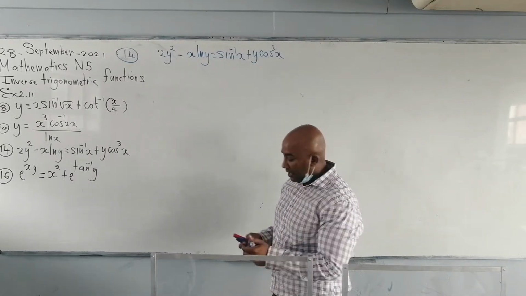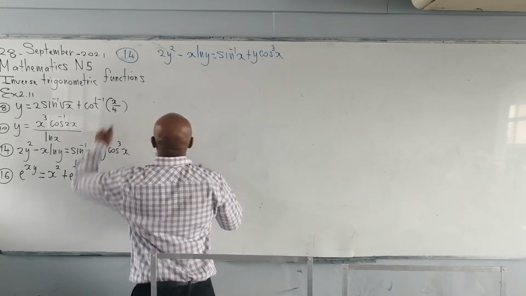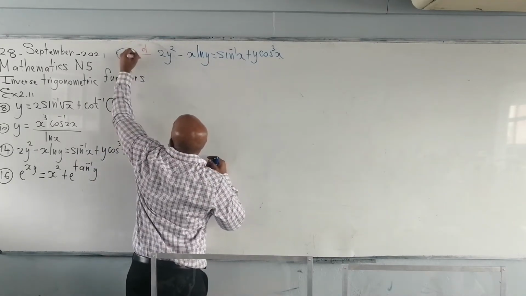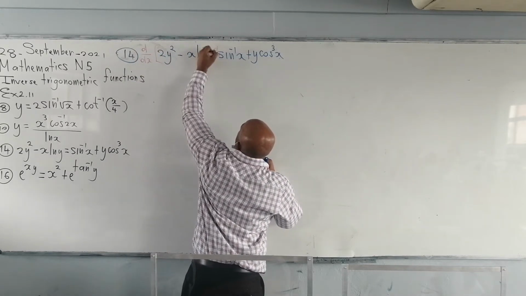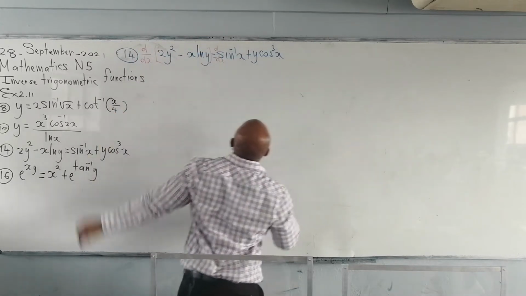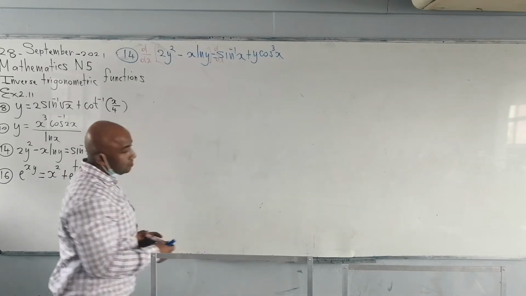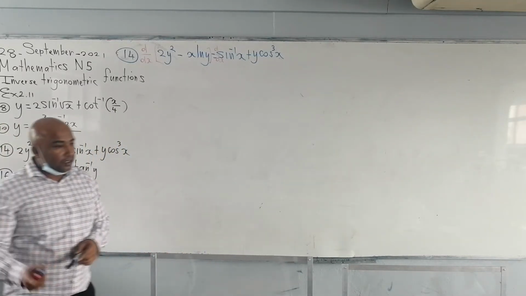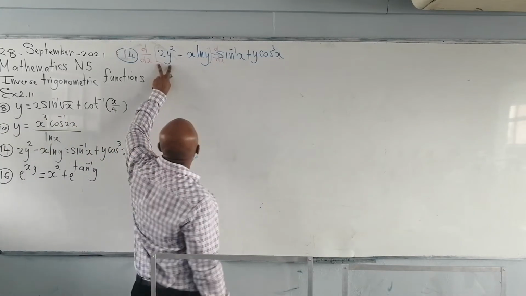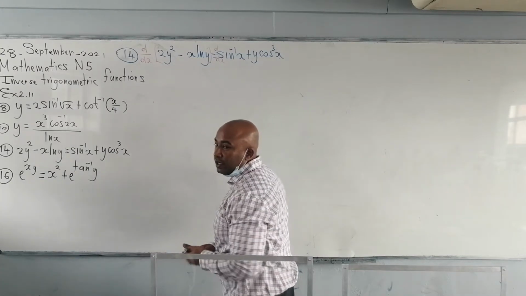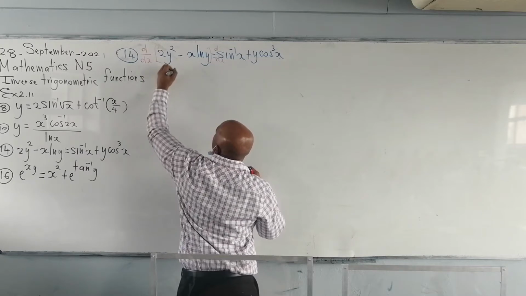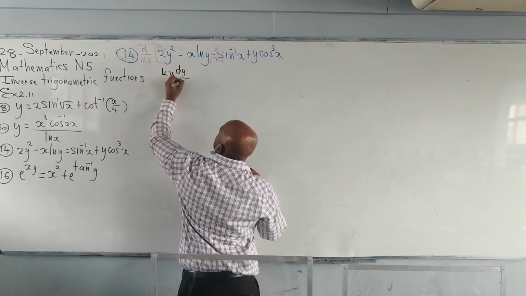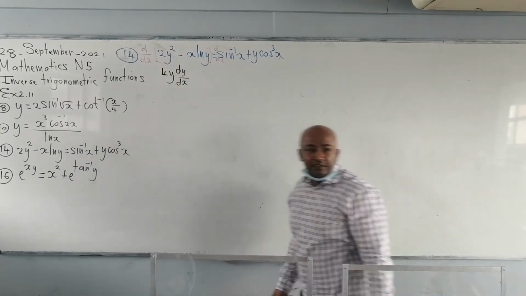Okay. So now, what do we do? You know what to do. You're going to go d over dx on the left-hand side, d over dx on the right-hand side. Right, so now, on the left-hand side, you differentiate 2y squared. The derivative of 2y squared will be 4y multiplied by dy over dx, implicit differentiation.